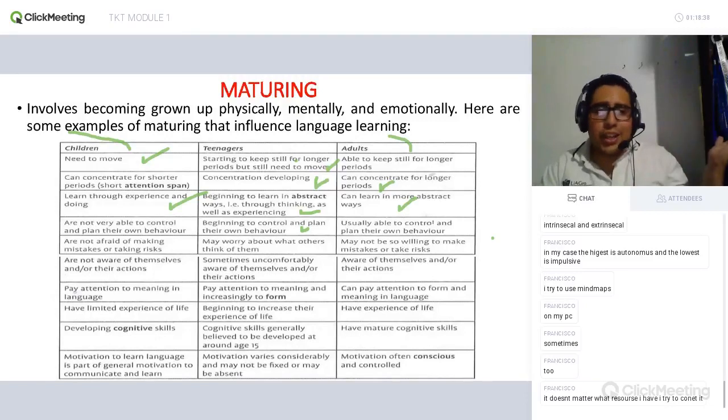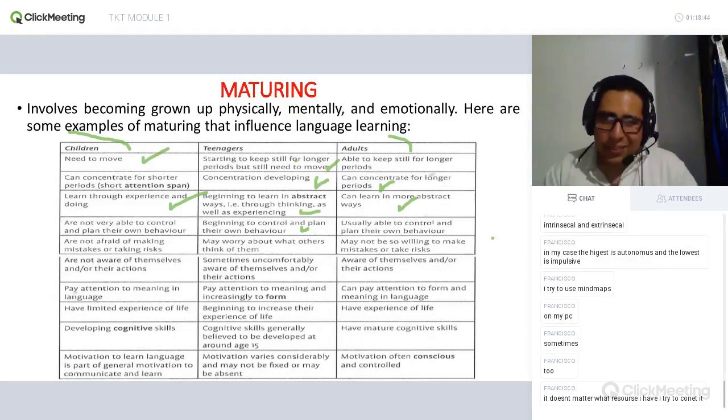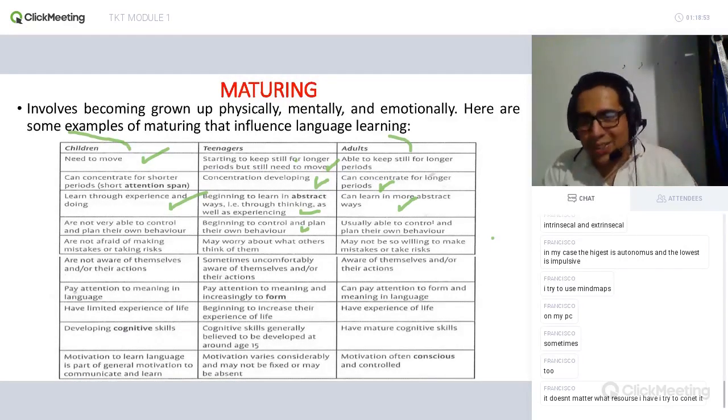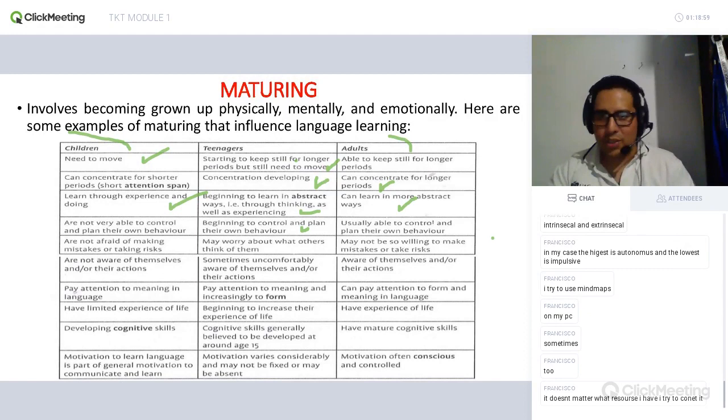Children are not afraid of making mistakes. They take risks. They are playing. They don't care. Teenagers might be worried about their classmates, right? And adults, sometimes it's not because they are afraid, it's because they just don't want to make mistakes, because you might say, oh, they are adults, how come they make mistakes, and so on. So they are a little bit more self-critical.